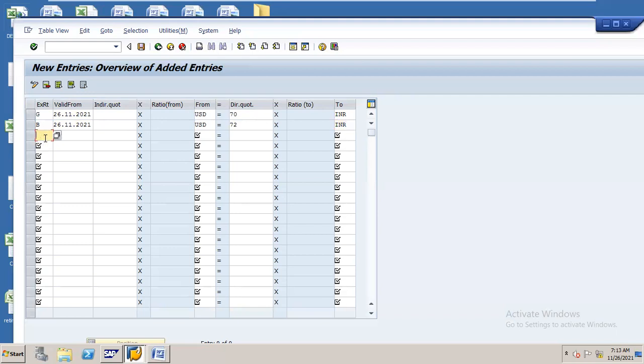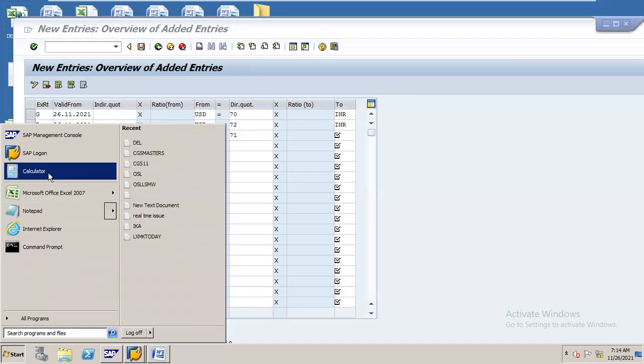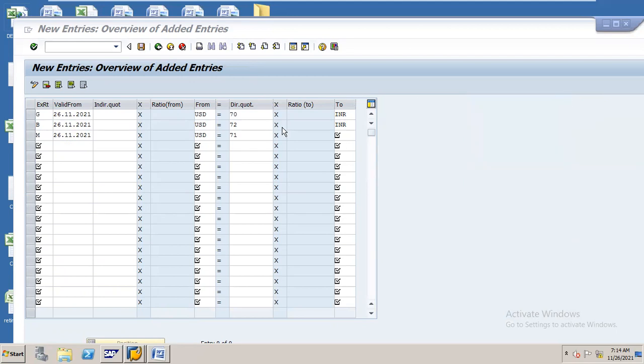Okay. So then M type. Then for M type, what should I give? Tell me, can anybody guess? 71. 70 plus 72 by 2, the average is 71. So approximately 71. Are you sure? 70 plus 72 by 2, how much? Did you calculate? Yes, ma'am. 71. Okay, 70.5. This is the average rate, INR.